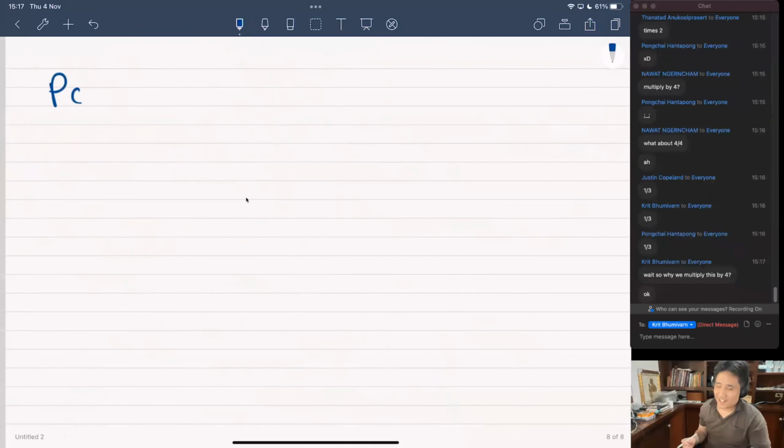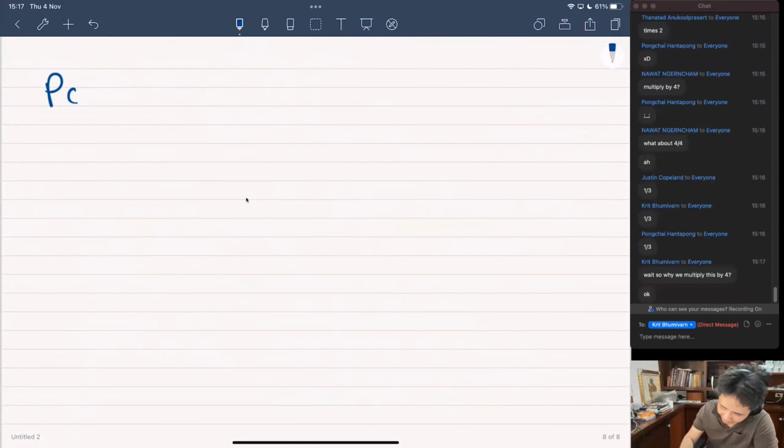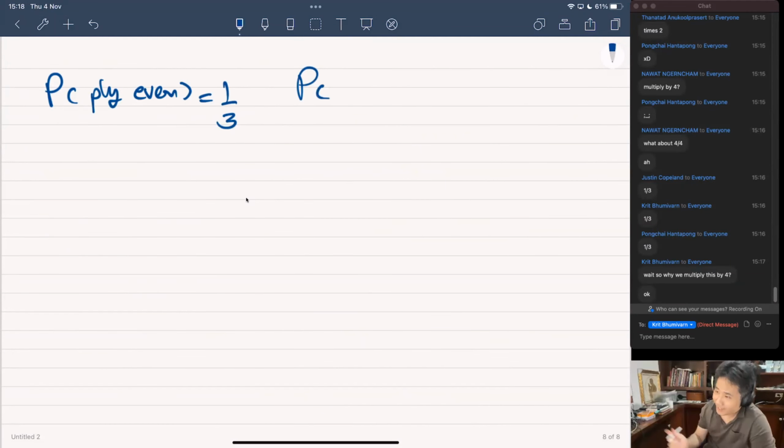So we learned the probability that we end up playing an even number of times, and we know that this thing is 1/3. What do we know about the probability that we don't get to play an even number of times, not play even? How do we calculate it?